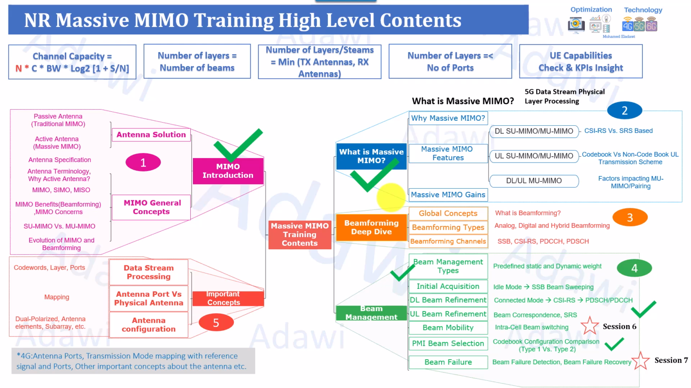As you remember, in the previous five sessions we covered very important information about what Massive MIMO is in general, and the differences between passive and active antennas. Then we went through beamforming and the meaning of beamforming. Then we covered important information about beam management in downlink and uplink. If you didn't watch those videos, I advise you to go back and have a look, because they are very important to understand all the information about Massive MIMO in general for 5G.